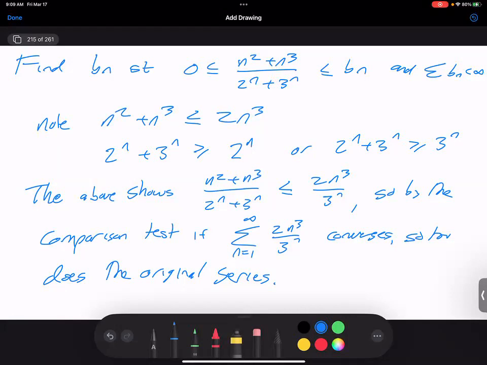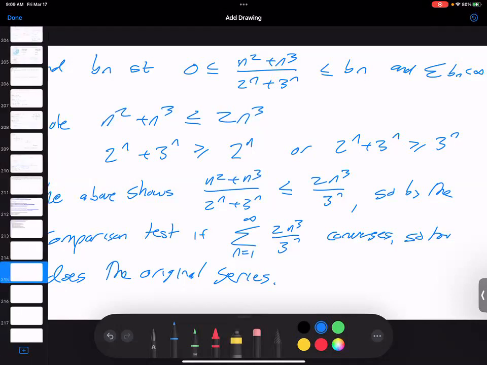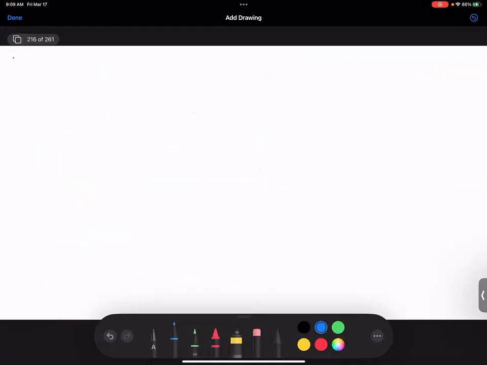I'm a fan of the ratio test as well, right? I would much rather try to use something that's easier, taking ratios of numbers versus taking roots. Let's try the root test. So try root test.